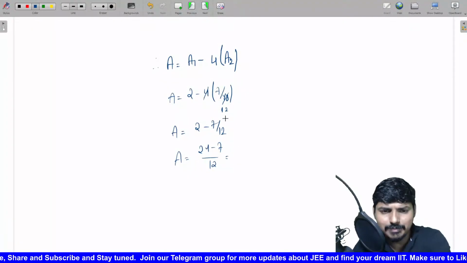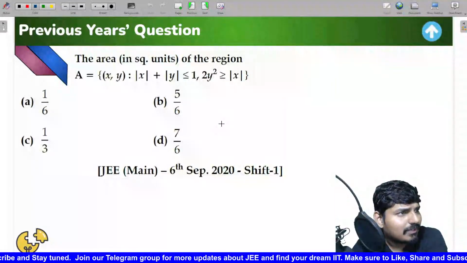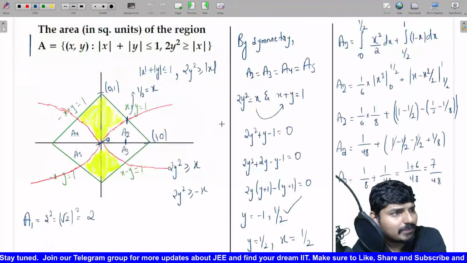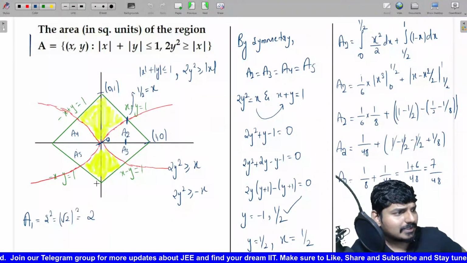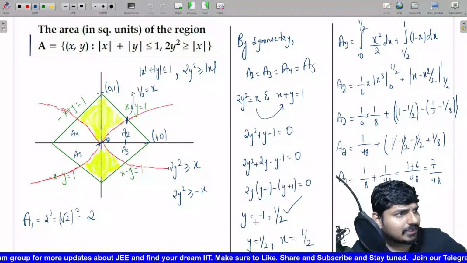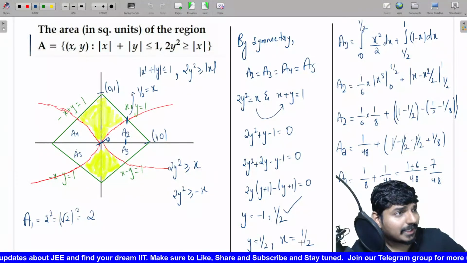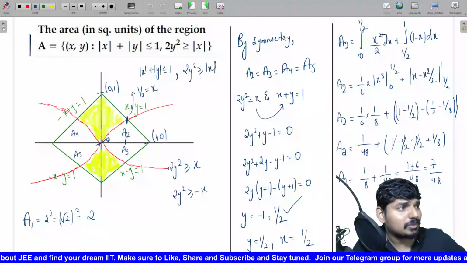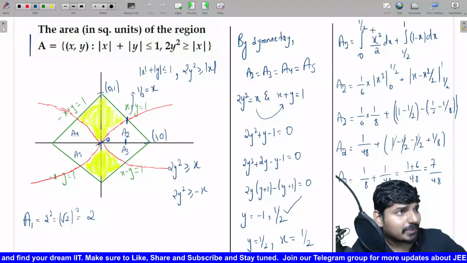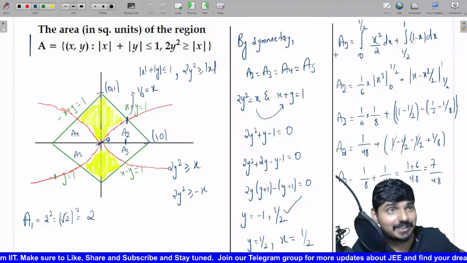I don't think 18 by 12 is the answer, because you see the options, everyone. We do have 5 by 6, 1 by 6, 1 by 3 and 7 by 6. Did we mess up anywhere? I think the calculation part, let's see, I think y equal to 1 by 2 is fine. For y equal to 1 by 2, x is going to be 1 by 2. So between 0 to 1 by 2, guys, you're going to get, I'm very sorry, guys.